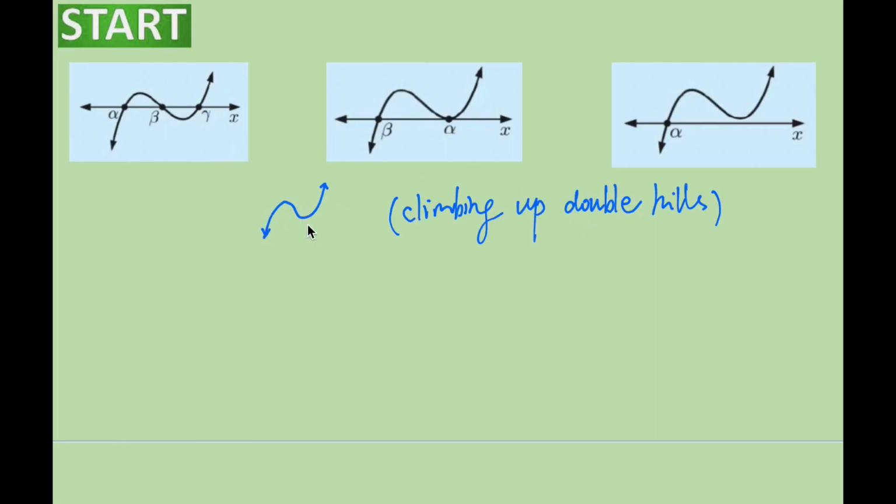The main shape is climbing up double hills. The equations of these graphs will be the factorized form because the main trend is climbing up. The coefficient of x cubed is positive, and then based on the number of x-intercepts, the first graph, the equation will be a times x minus alpha times x minus beta times x minus gamma. Here a is greater than 0.